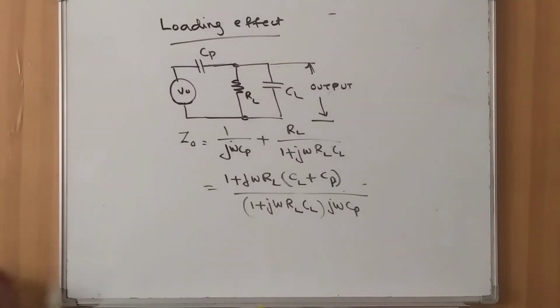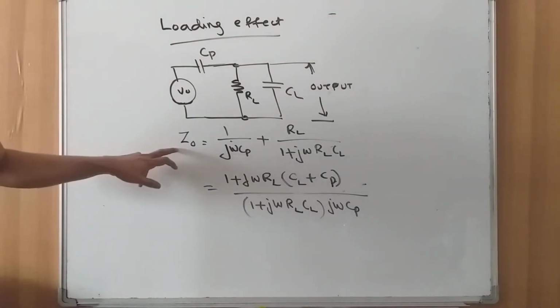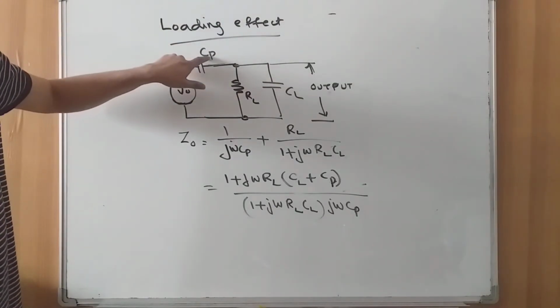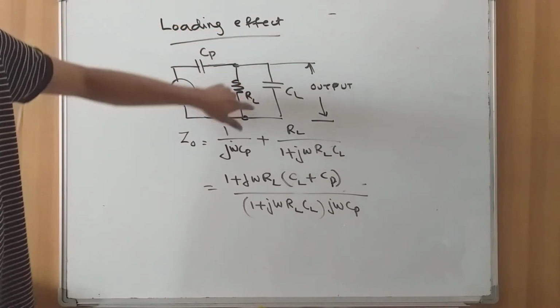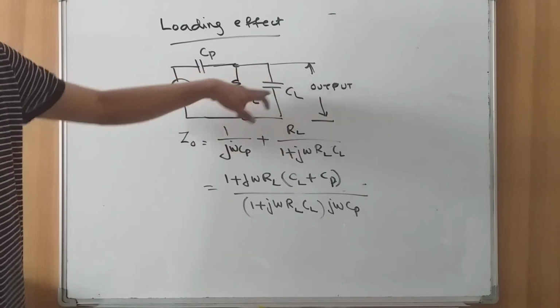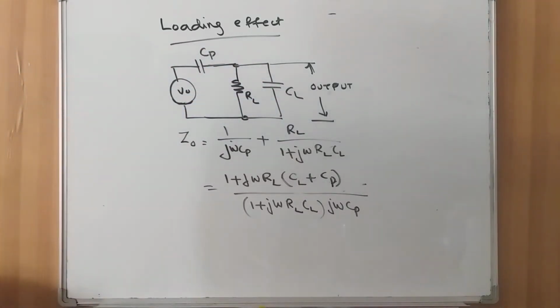So, let us try to look at the total impedance of the piezoelectric transducer, ZO, which is nothing but the series combination of CP, the impedance of the CP, and the parallel combination of RL and CL. So, already we found the value of the output impedance. This output impedance will add to the impedance of the CP, and that will give you the total impedance.